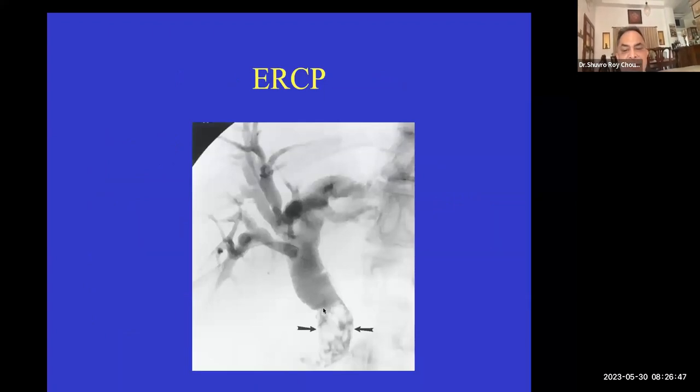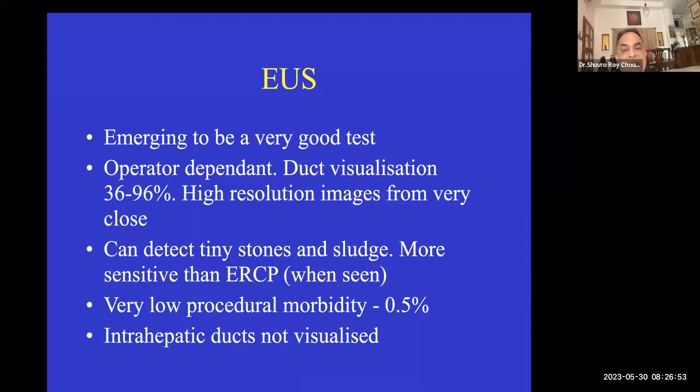So this is the ERCP. You can see the filling defects in a very dilated lower bile duct. EUS, on the other hand, is a very, very good test. It is operator dependent. Duct visualization is improved nowadays, but it is not 100%. It's about 70, 80, 90%. High resolution imaging from very, very close. It can detect tiny stones and sludge. It is more sensitive than ERCP, when the duct is seen, and has a very low procedural morbidity, 0.5%. The disadvantage is intrahepatic ducts are not visualized.